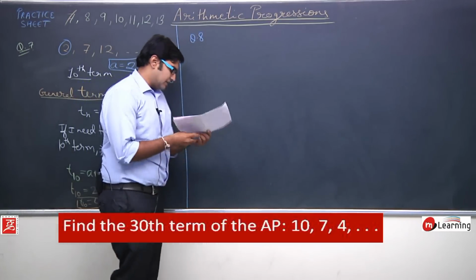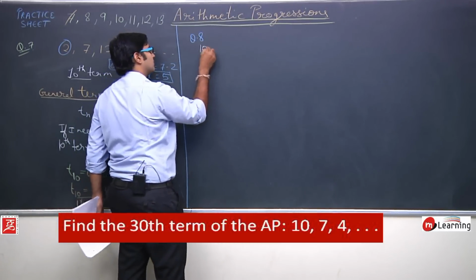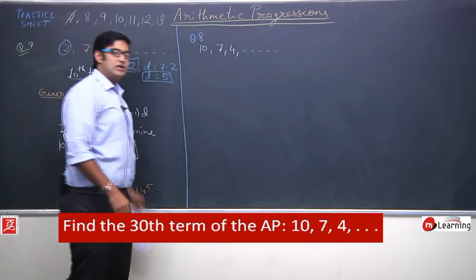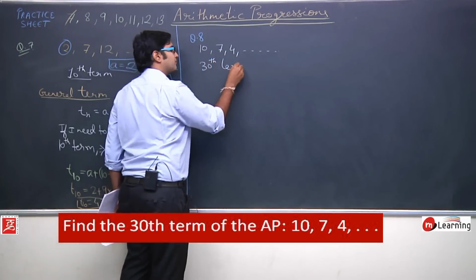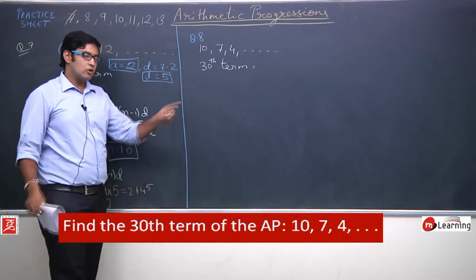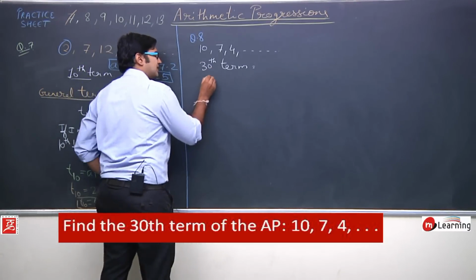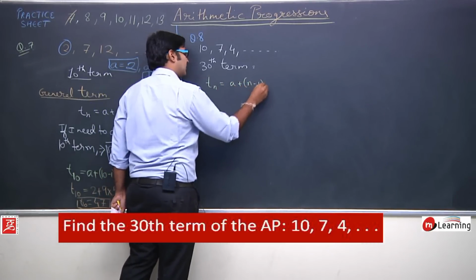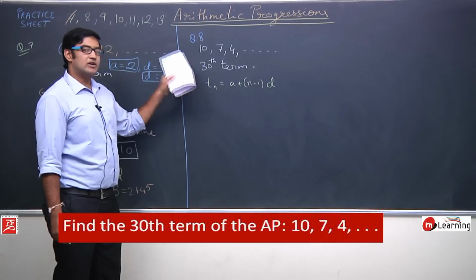Question number 8 says there is an AP which is 10, 7, 4 and so on, and you need to determine the 30th term. If you want to determine the 30th term, what will you do? You will write the formula for the general term, which is Tn is equal to a plus (n minus 1)d, and for the nth term you need to determine the 30th term.